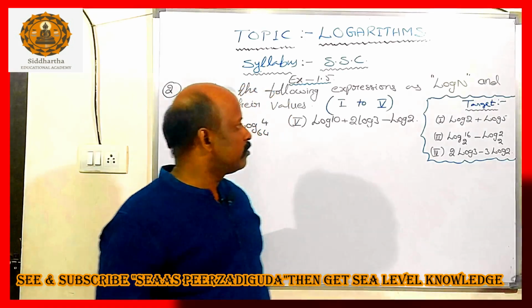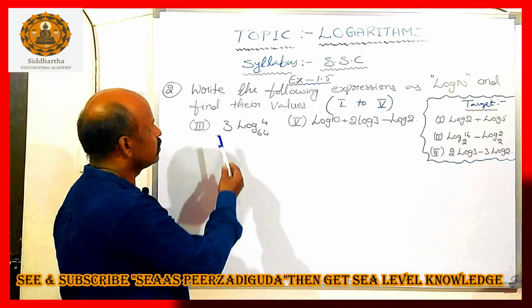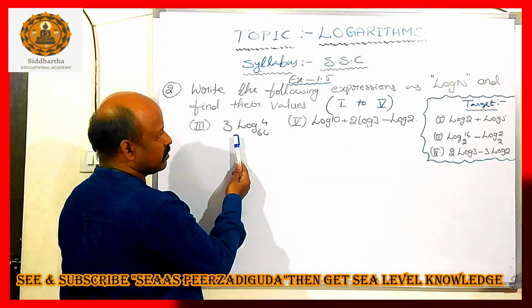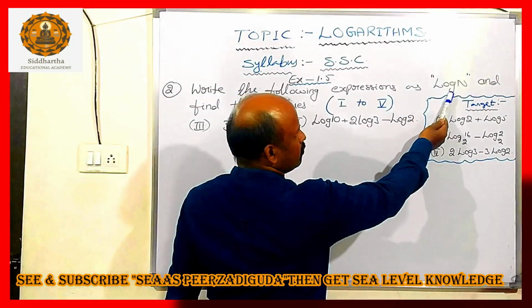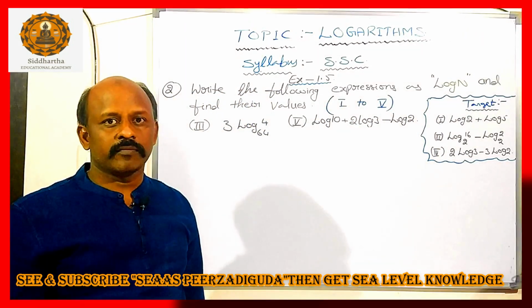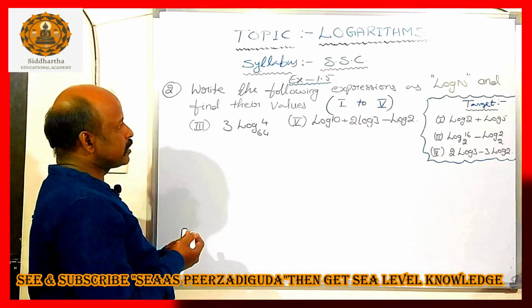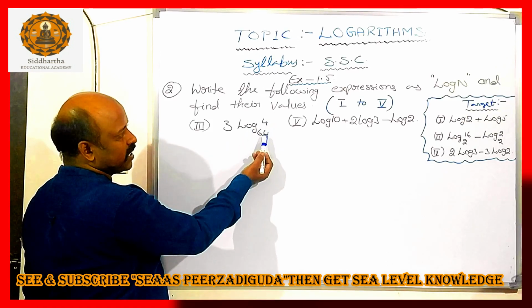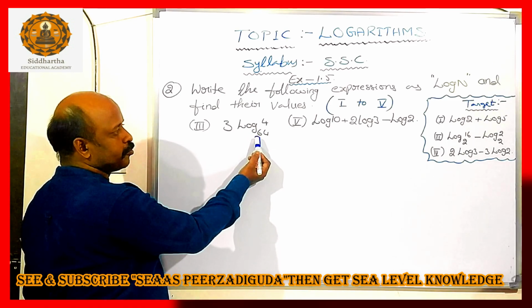Now, once you observe the question, it says write the following expressions. Here some expressions are given. These expressions we have to convert into log n form and find their values. So here I am going to explain question number 3. The question is 3 log 4 base 64. This question's answer I am going to do over here.